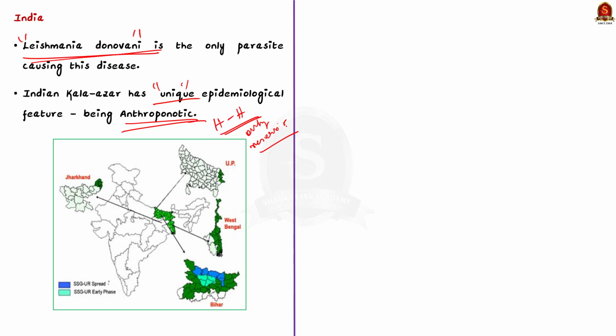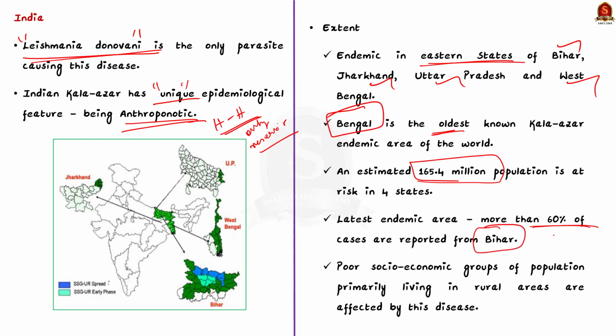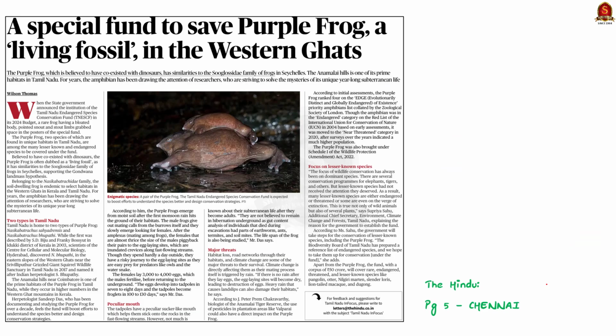Now what is the extent of this disease in India? In India, Kala Azar is endemic in eastern states, namely Bihar, Jharkhand, Uttar Pradesh and West Bengal. Especially, Bengal is the oldest known Kala Azar endemic area of the world. An estimated 165.4 million population is at risk in 4 states. But now, more than 60% of cases are reported from Bihar. And mostly, poor socioeconomic groups of the population who are primarily living in rural areas are affected by this disease. That's all about this article. With this, let us move on to the next news article.